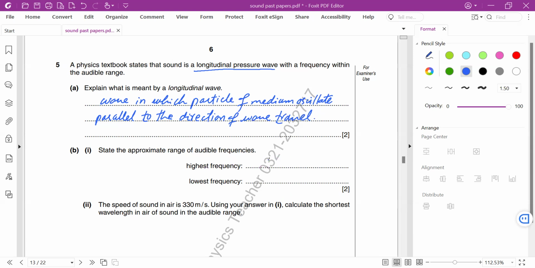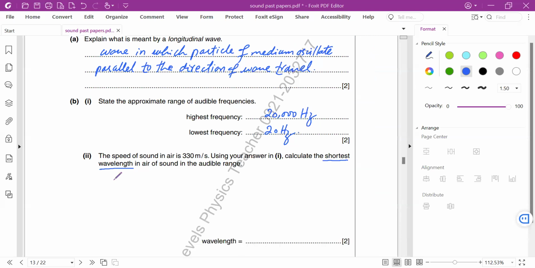The highest frequency in the audible range is 20,000 hertz and the lowest frequency is 20 hertz. Use the speed of sound in air to calculate the shortest wavelength. Shortest wavelength means highest frequency. So v is equal to f lambda, so lambda is equal to v by f. For the highest frequency, v is 330 divided by 20,000.